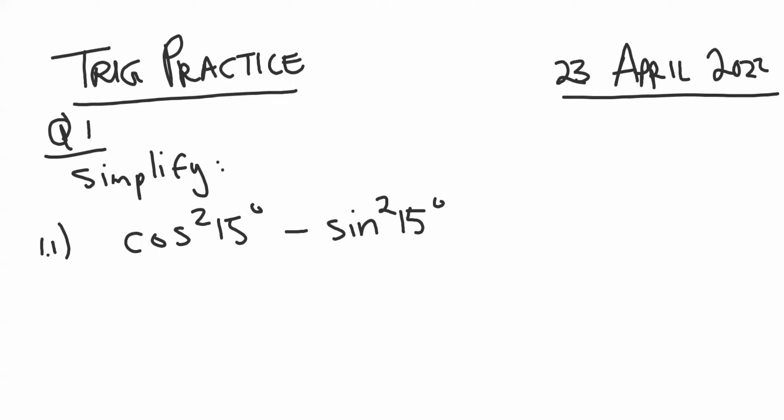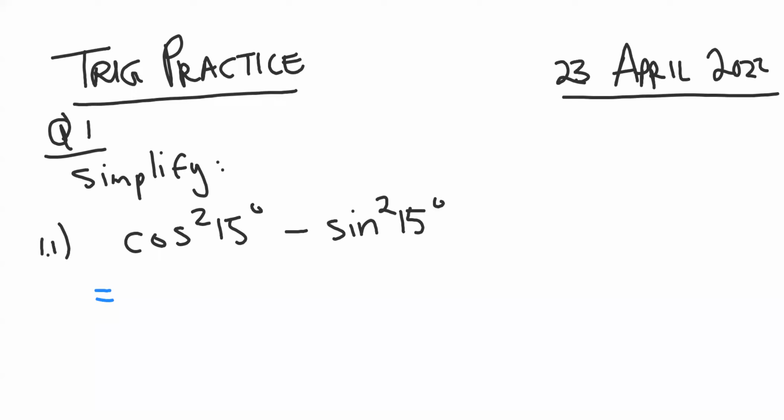Later on we'll get to reductions and general solution, all of that. So this all needs to be in the forefront of your mind now. Dominique, cos squared 15 degrees minus sine squared 15 degrees. How would you simplify this?